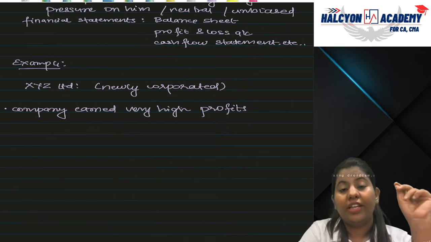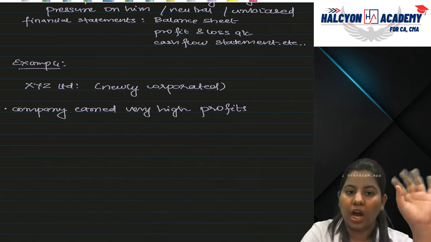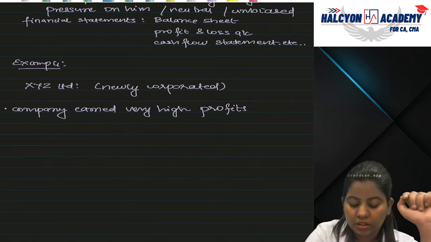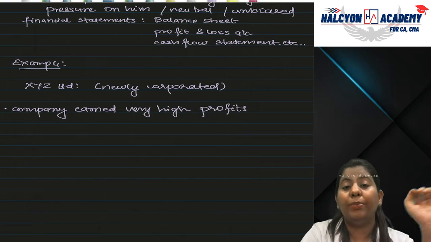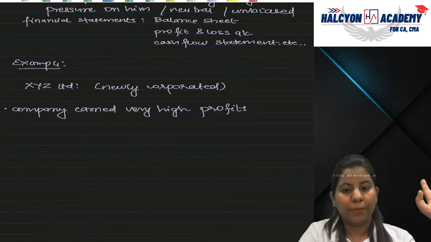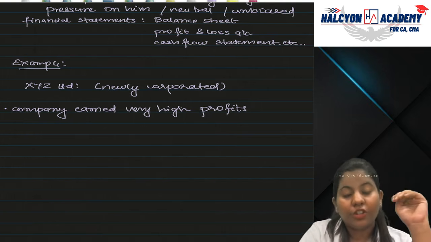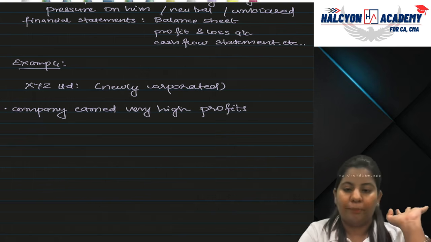The company earned very high profits. It worked really very hard. The members worked really very hard. The management was very happy that the company earned very, very high profits. Okay. So on one side they were very happy.